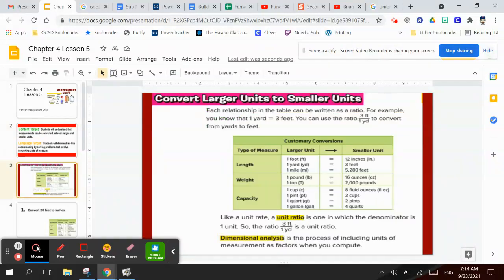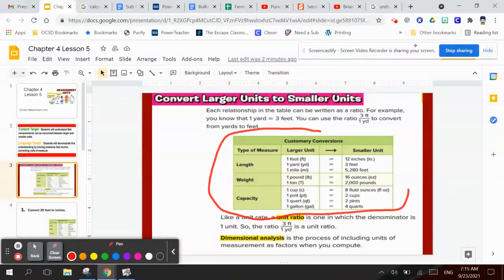So on page 290 in my math journal, I'm looking at converting larger units to smaller units. It says each relationship in the table can be written as a ratio. For example, you know that 1 yard equals 3 feet. You can use the ratio 3 feet to 1 yard to convert from yards to feet. Here's your chart. This table you will use for everything when you talk about converting units of measure.